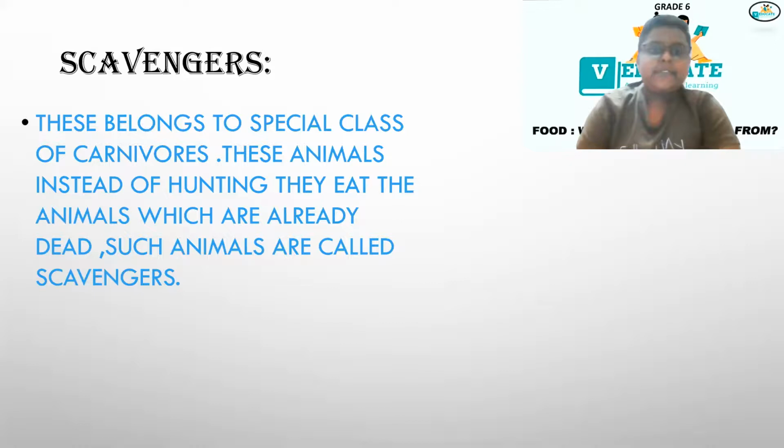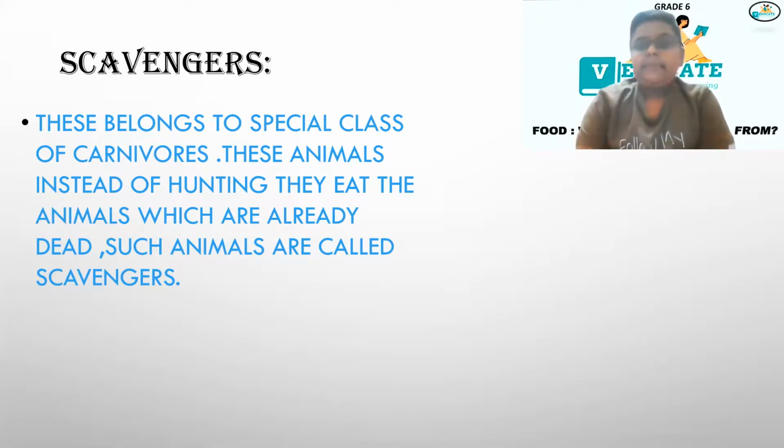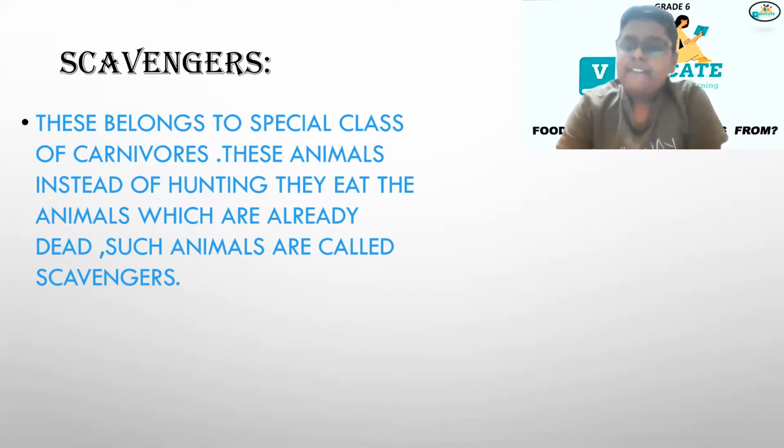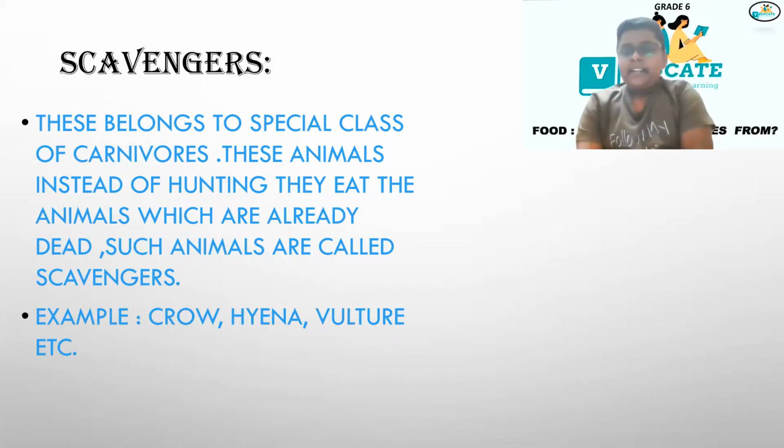So the animal is already dead, and no one has to take care of it. It is there, and somebody comes and takes and eats it. The animal which takes the dead animal is called a scavenger. So it is a type of carnivore which will not hunt; it will eat the already dead animal. Examples: crow, hyena, vulture, etc. These animals do not hunt other animals; they eat already dead animals.